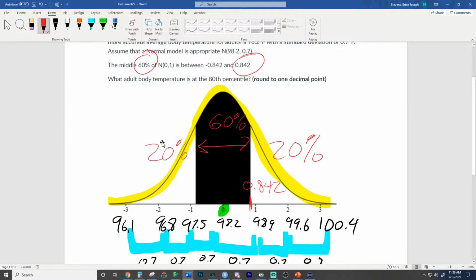This is the middle 60, so 20% would be on either side, and that makes this right here the 80th percentile, which only 20% would be above. So we used all this information, that this is the middle 60, to know that 20% is on either side. That makes this the 80th percentile.